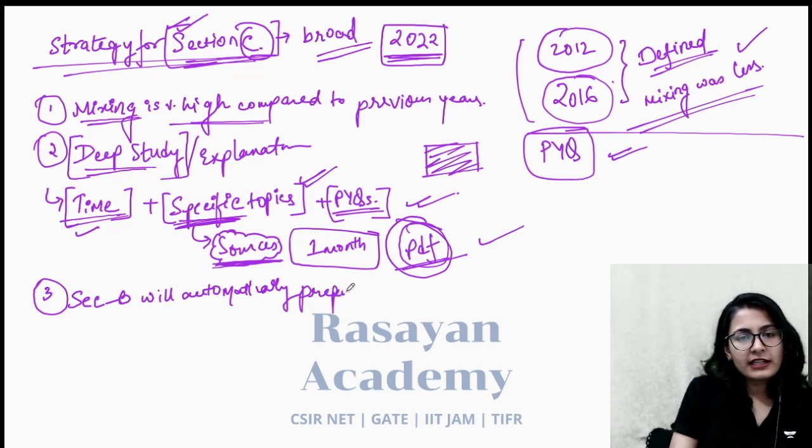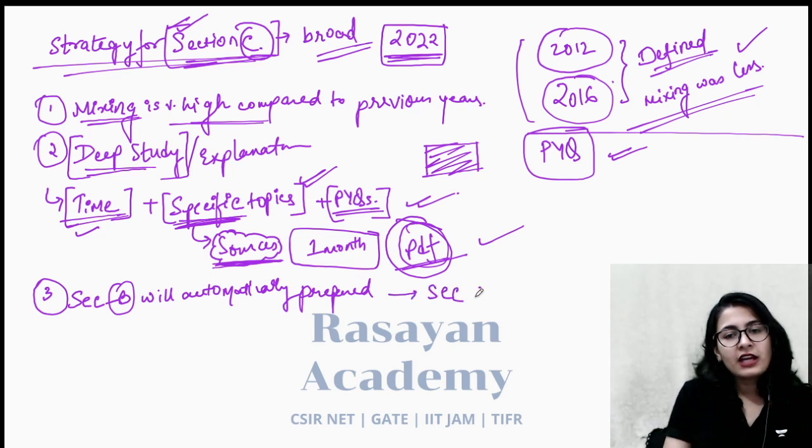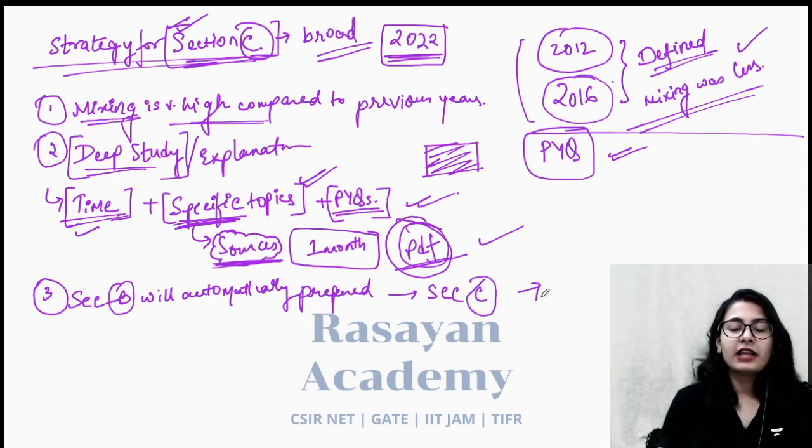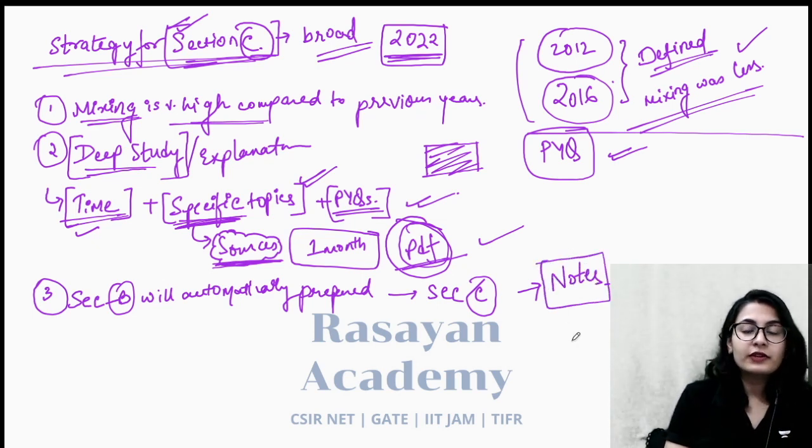Section C is automatically prepared. When you are preparing for section C, section B is automatically prepared. Alright, and this is going to take you a lot of time. You are supposed to make a lot of notes. You cannot just do without notes.